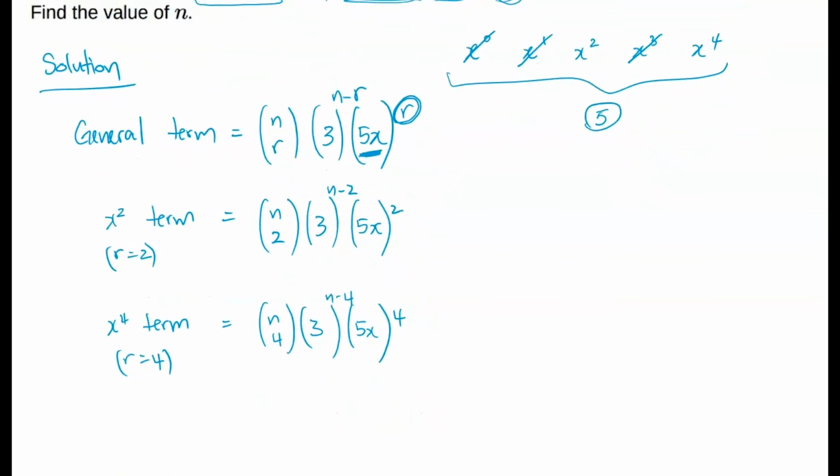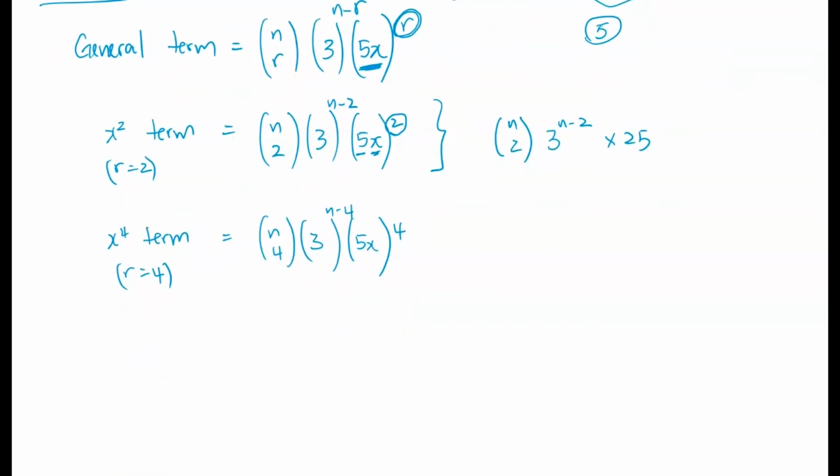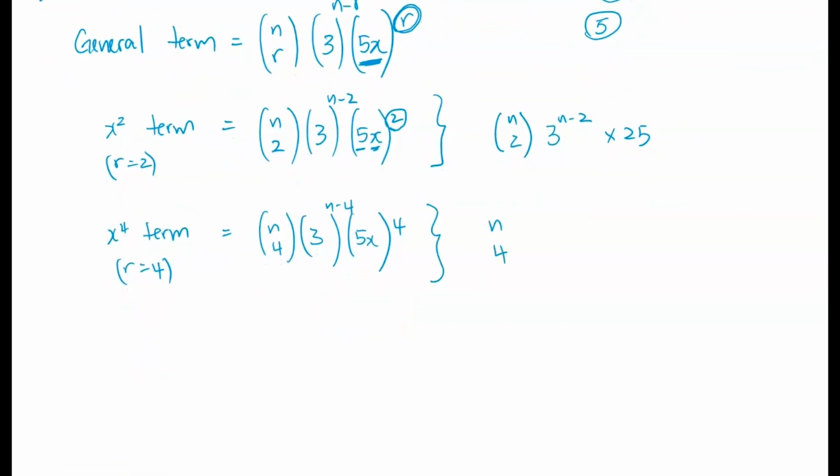From here, the coefficient is just, basically you just take the x away, and the x and its power. Therefore, the coefficient for this is n choose 2, 3 to the power of n minus 2, and I take the x away, so I'm only left with 5 squared, which is times 25. The other one is n choose 4, 3 to the power of n minus 4, and I take x away, so I'm left with 5 to the power 4. And 5 to the power 4 is 625.